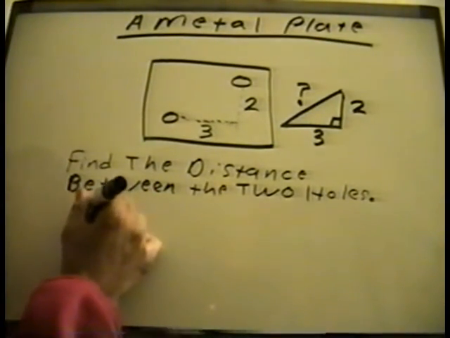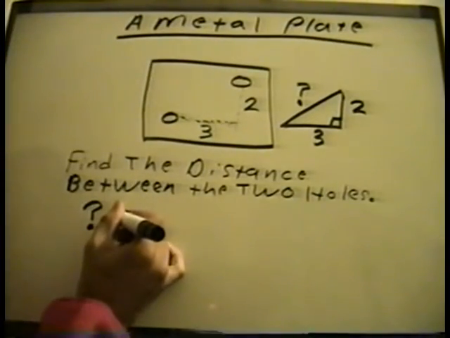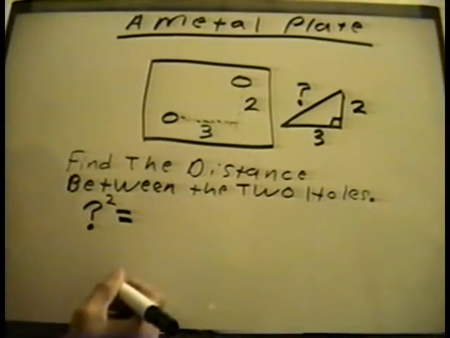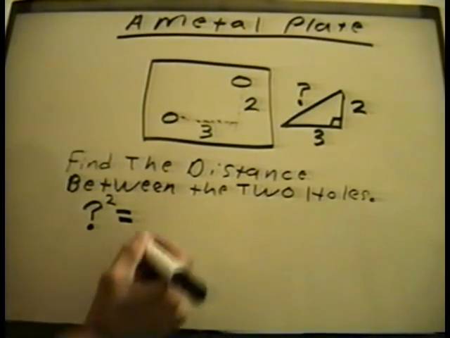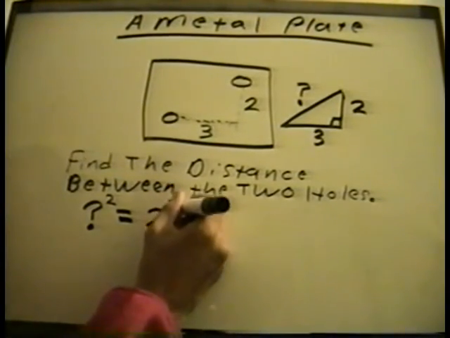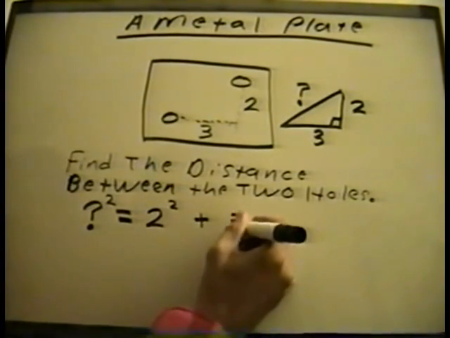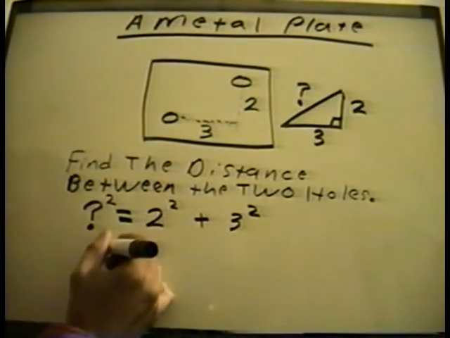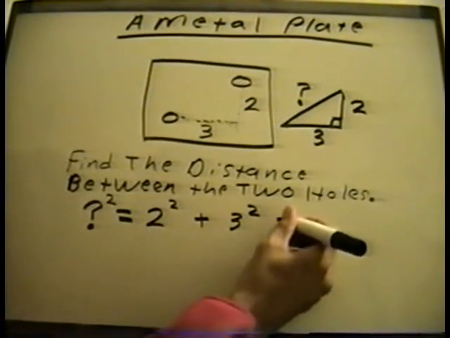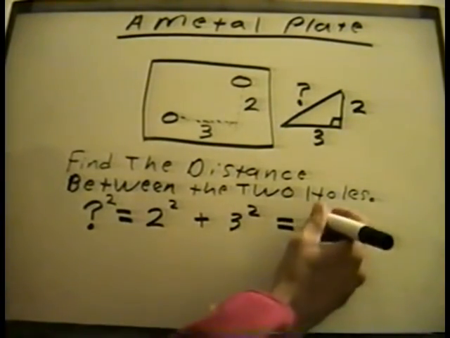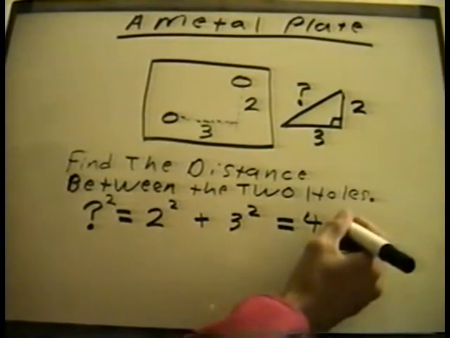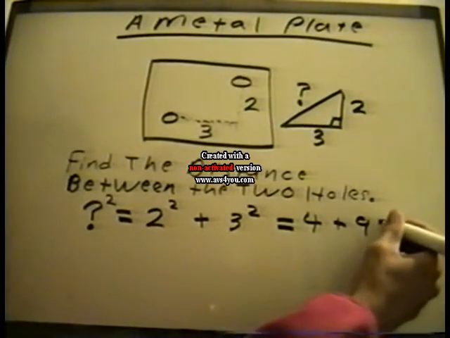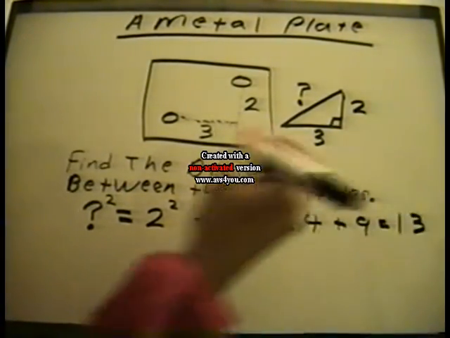Okay, so the length we're trying to find, the square of the length, is equal to the sum of the squares of both of the sides. So here, 2 squared is 4, 3 squared is 9, so we get 13.